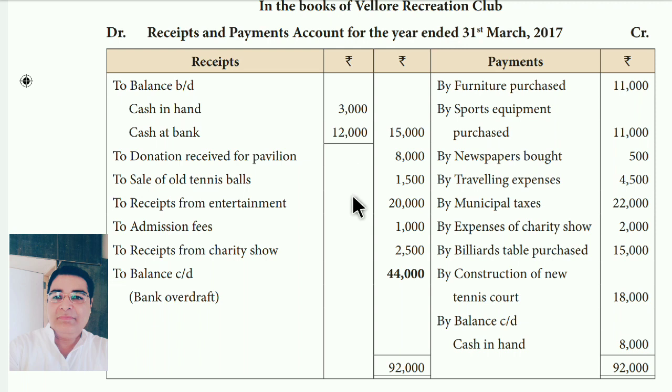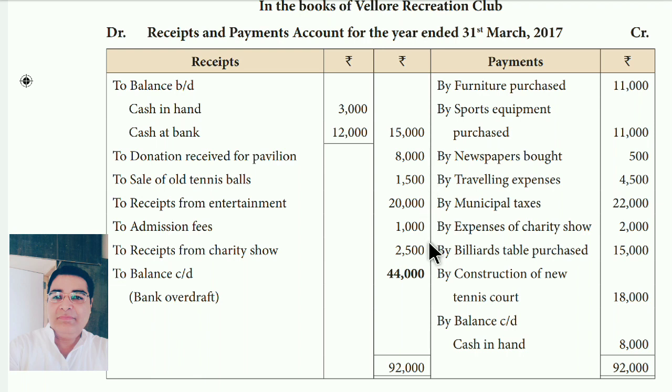Now this sum is a little bit different from all the four illustrations. Here this side's total will be more, the credit side total. Payment is 92,000. Leave two lines at the end. Put the total in the same line, 92,000, 92,000 in the same line.